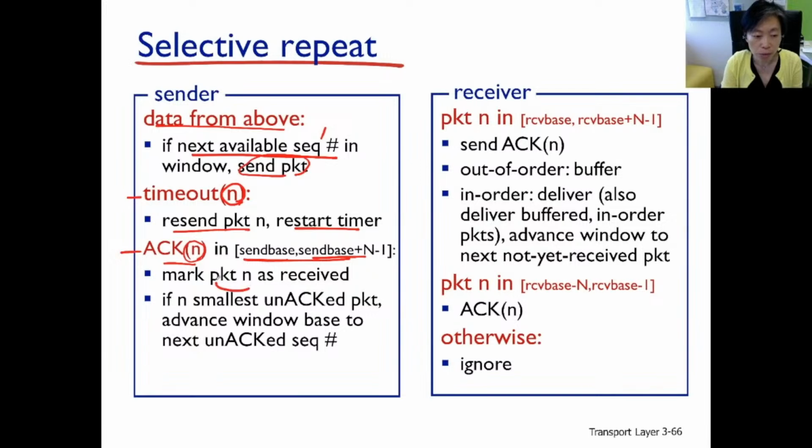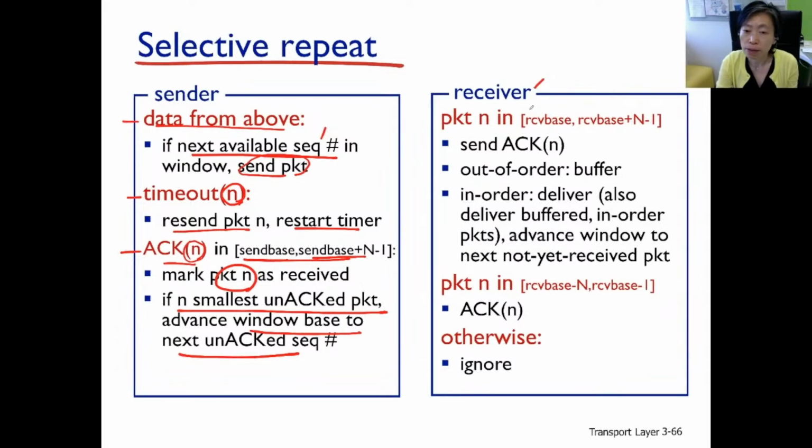Now, once that's the case, we mark packet n as received, so turn it to green. If n is also the smallest unacknowledged packet, so we turn that into green, there could be a number of other greens following that. Then we advance the send base all the way to the next yellow packet, which is the next unacknowledged packet. All right, so this is the sender's actions, depending on what's triggering the sender's finite state machine to take transitions.